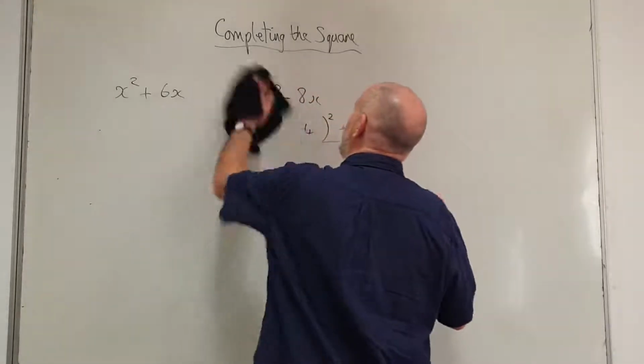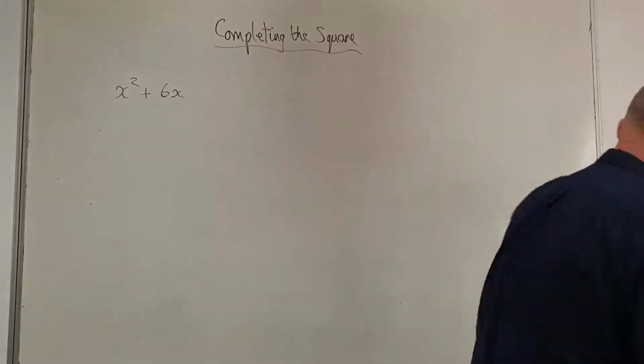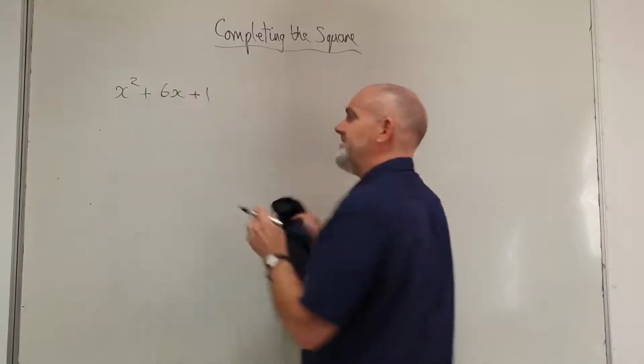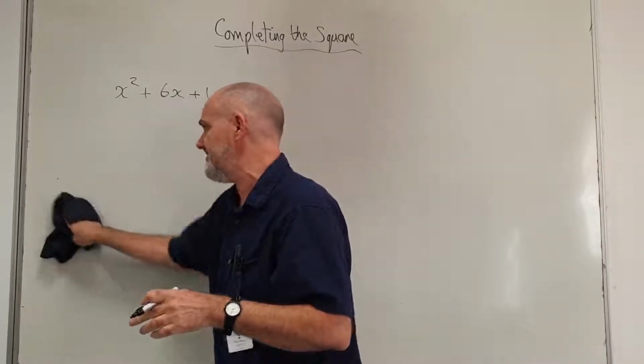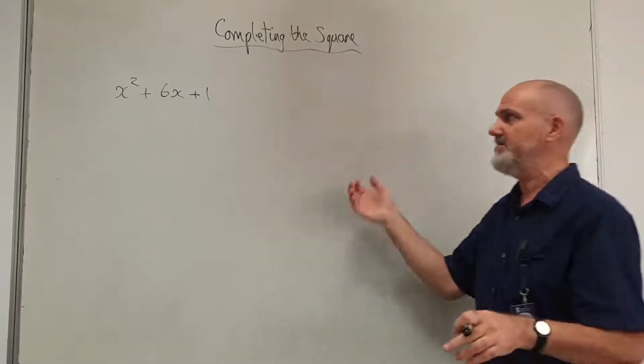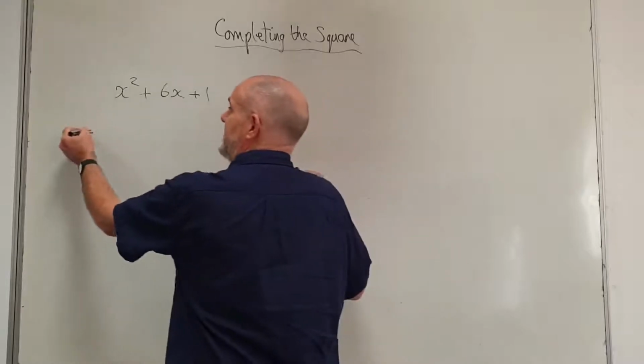So let's start with this. Let's start with this again. And as you know, most quadratics come with an extra bit on the end, what we call a constant term. Constant because it's not a variable. It stays, 1 is always 1. But x can change, x is a variable. So what do we do with this when we're completing the square?